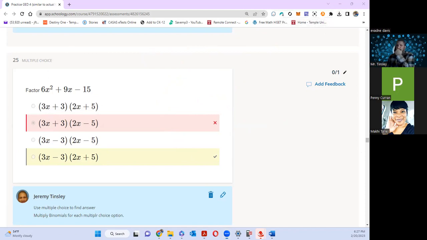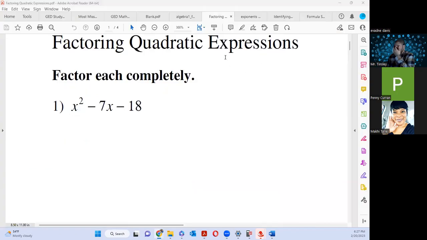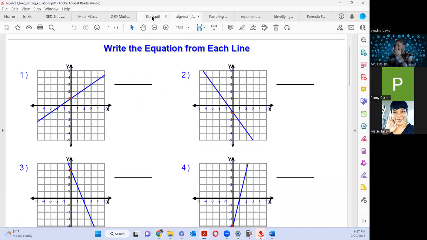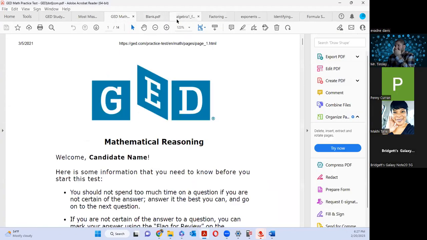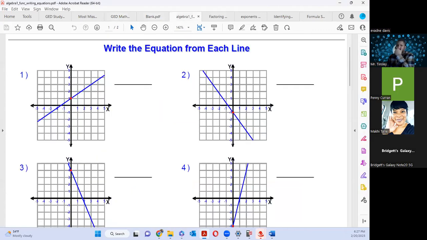Next one. What was the next one? Factor. Where was it? Oh, I closed it up. I didn't mean to close that up. I sure did. Let me see if I can find it. It was another problem that people had difficulties with. I shouldn't have closed that one up.